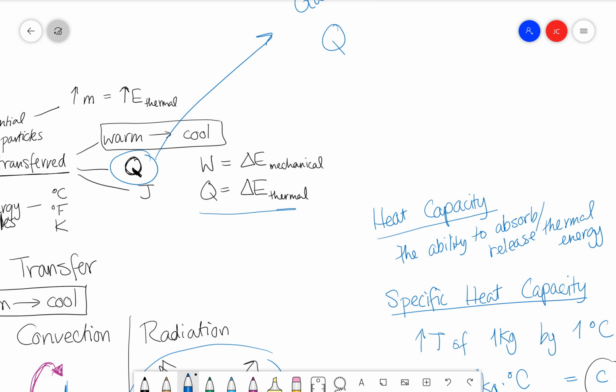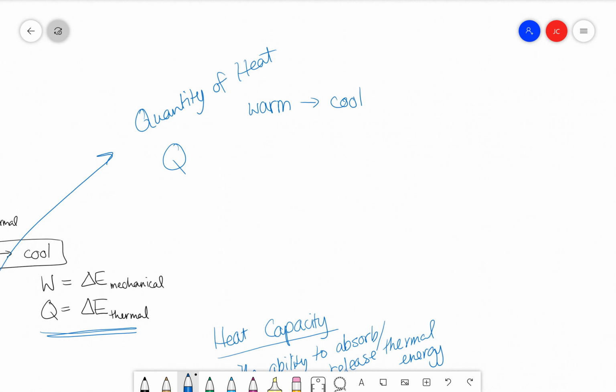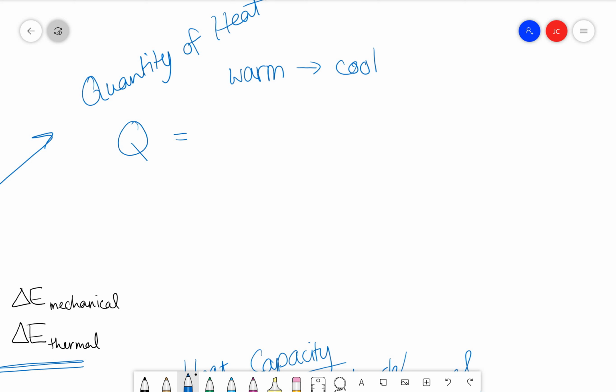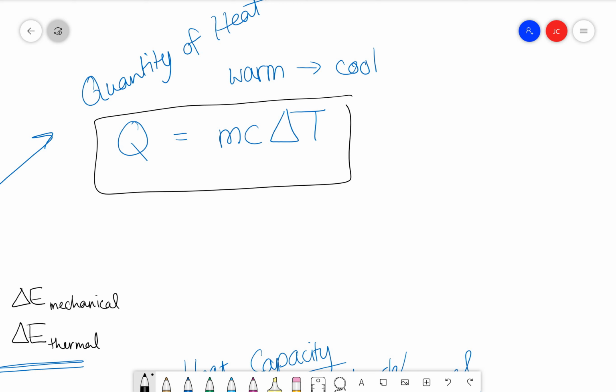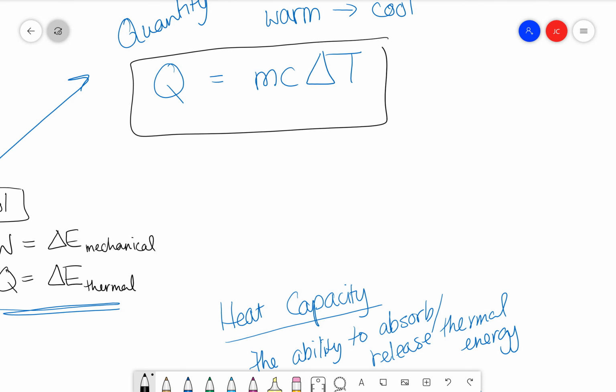Remember, Q is the change in thermal energy. It's that transfer of thermal energy. And it has a formula. This formula looks like this. This is the most important thing, I would argue, in this lesson, besides the fact that warm goes to cool. And that is that Q equals mc delta T. And mc delta T is 3 components here. The m is the mass of the object that we're talking about. The C is that heat capacity that we were just dealing with, which you would have to know the substance of that mass. If the mass is a mass of water, then you need the heat capacity of water. If it's a mass of silver, you need the heat capacity of silver.